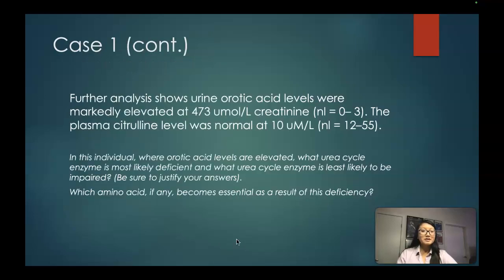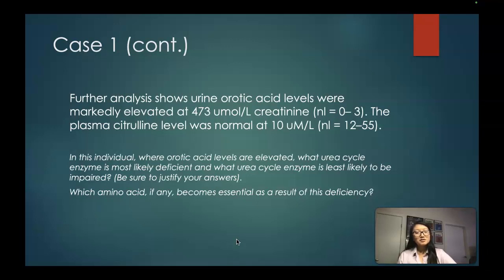So moving forward in this case, further analysis showed urine orotic acid levels were elevated and there were normal plasma citrulline levels. What urea cycle enzyme is most likely deficient, and what urea cycle enzyme is least likely to be impaired? Which amino acid becomes essential, if any?